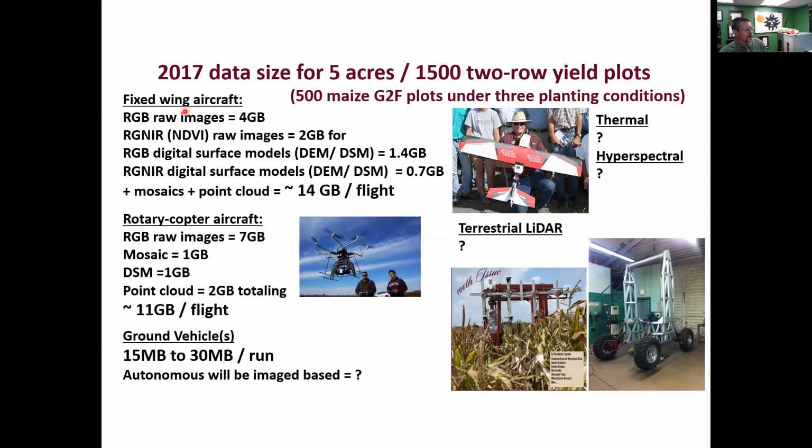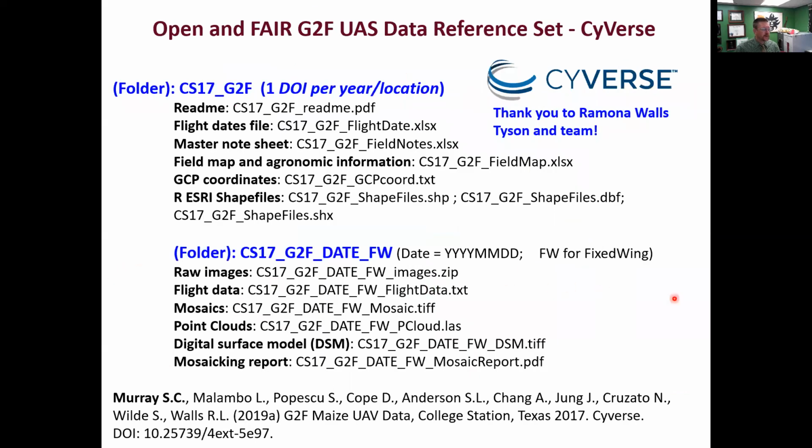So with our fixed wing aircraft, once we have the raw images plus the processed images and the point clouds, that's 14 gigabytes per flight for about 2 hectares, about 1,500 2-row yield trial plots. When we have the rotary copter, we got about another 11 gigs per flight. I suspect that's quite a bit larger now. Our ground vehicles, though, because they're not collecting images, they're collecting proximal sensing, was much smaller. Okay, so this data really can add up if you don't know what to do with it.